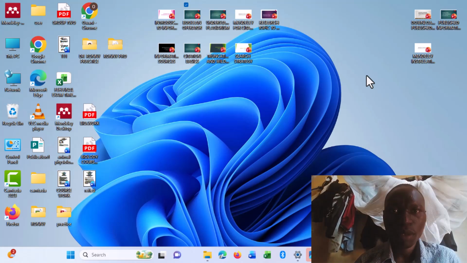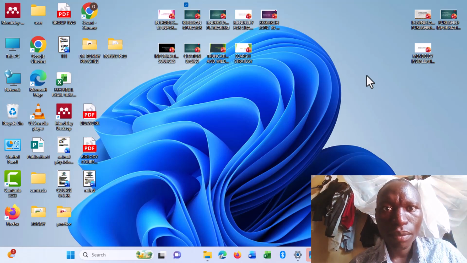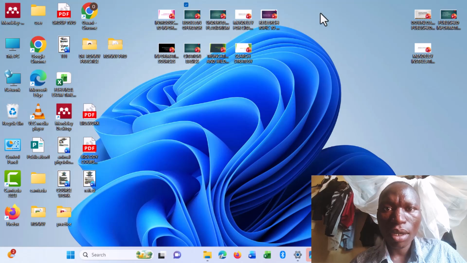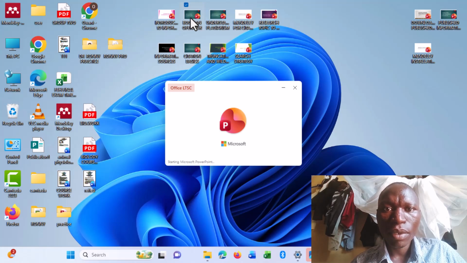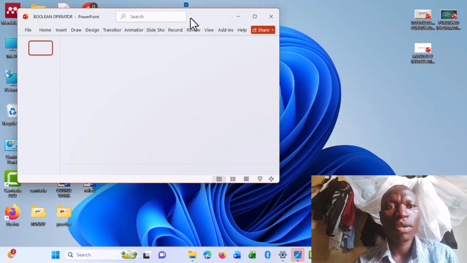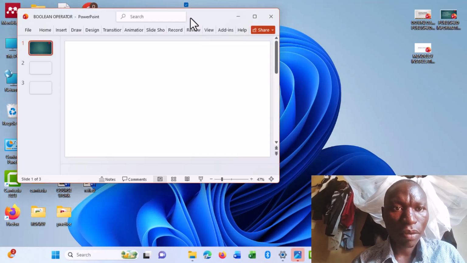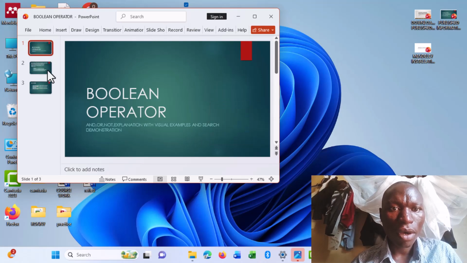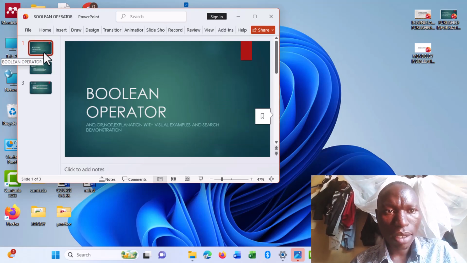So today we are going to talk about the Boolean word operator. I had already created some slides I have here. Let me open the Boolean operator. This one is going to talk about how this thing called the Boolean operator helps us when we are doing research. I've created 3 slides here.